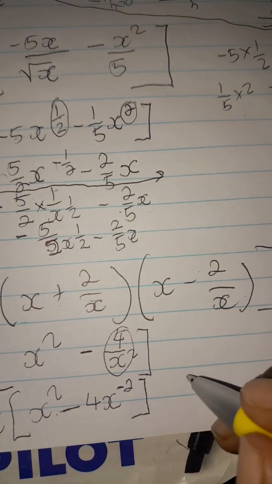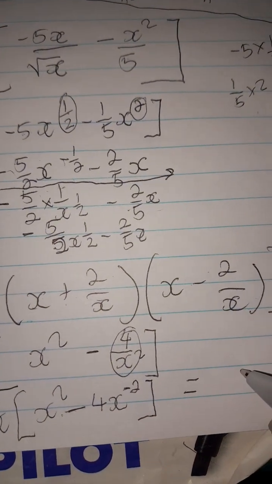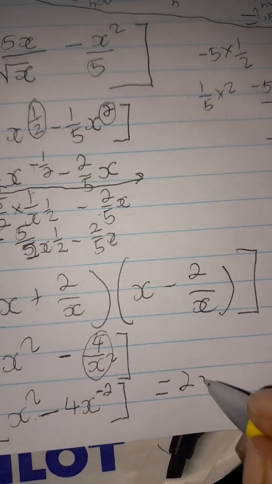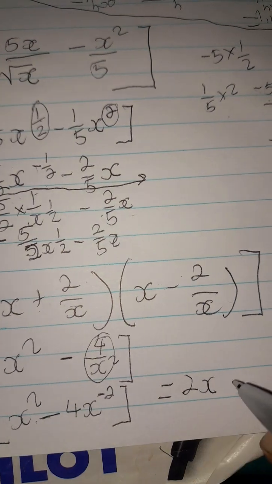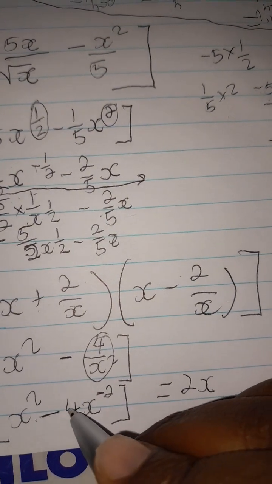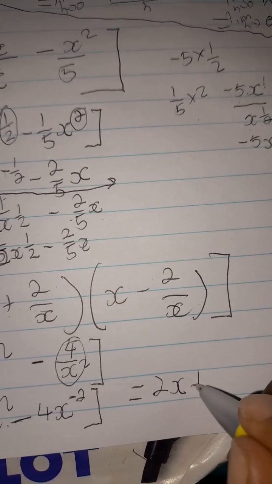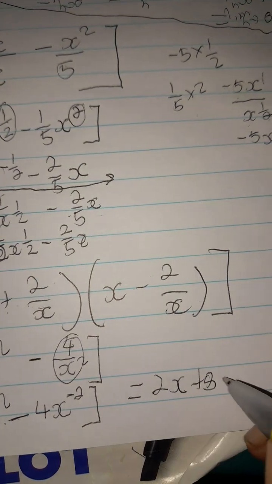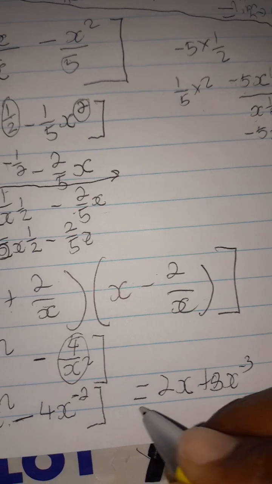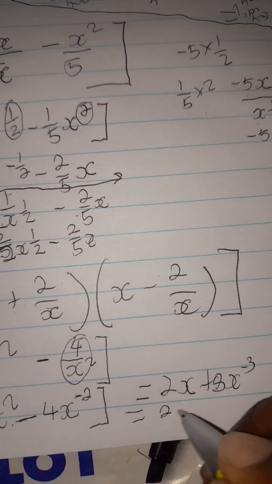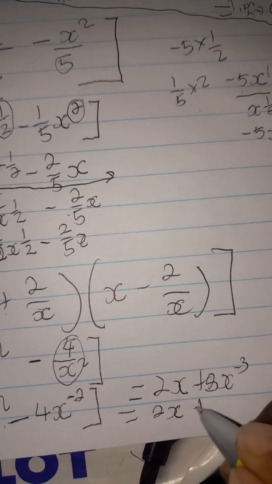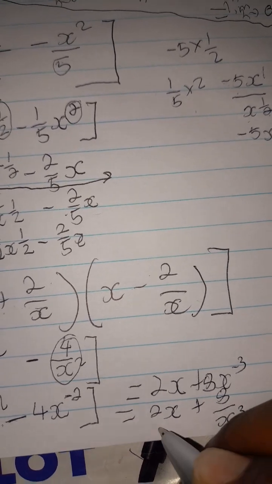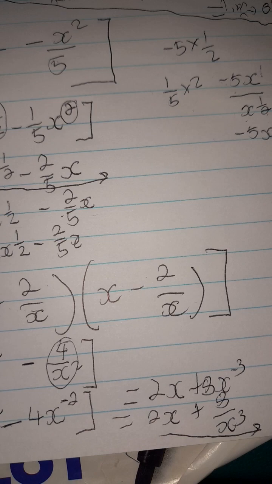So from there, we can just differentiate. 1 times 2 is going to be 2x here. Negative 4 times negative 2 will be positive 8. Then negative 2 minus 1 will be negative 3. So if we had to leave this in a positive exponent, that will be 2x plus 8 all over x cubed. That's how it should be.